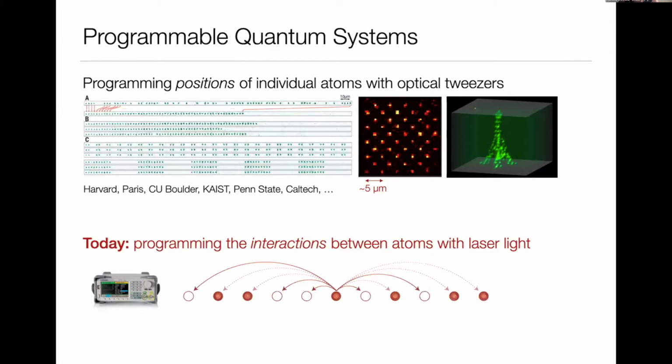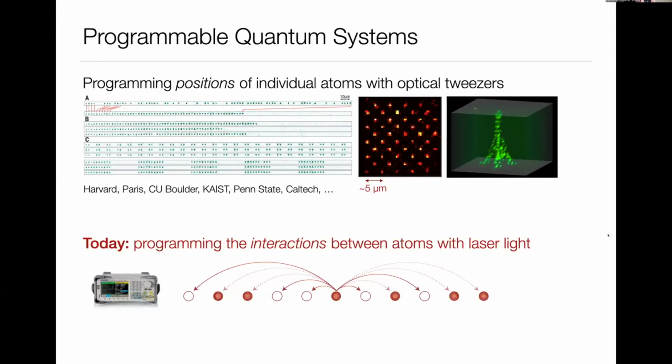Now, in some sense, I would say we can draw inspiration from these top pictures showing the extraordinary degree of control over the positions of the atoms and start to ask the question, given the fact that we have such great control over light, can we start to think about really also programming the interactions between the atoms by harnessing that degree of optical control? So that'll be my focus today.